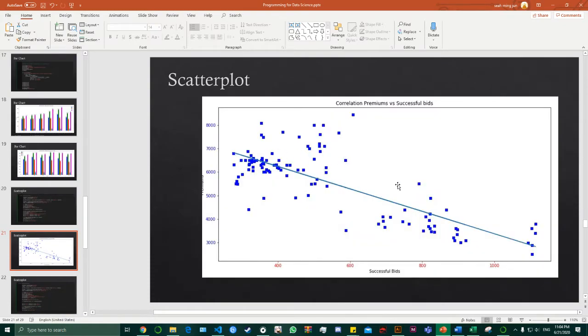So this is the premiums versus successful bids, and as you can see, it is a negative relationship, but the reliability of this part of the data is quite low because the variance is quite high. As you can see, the data is all over the place.